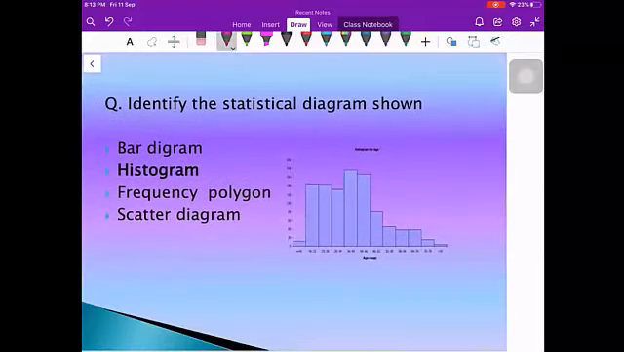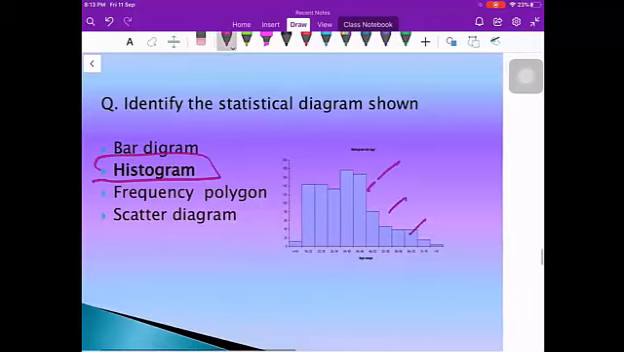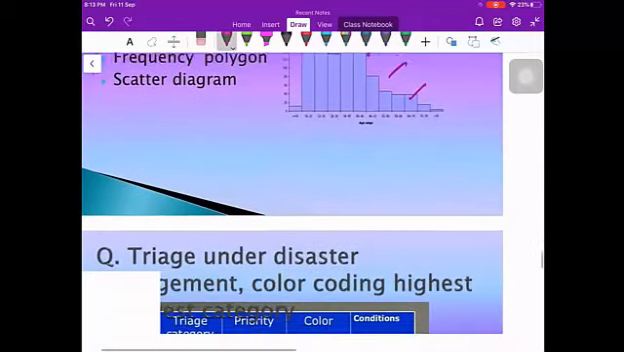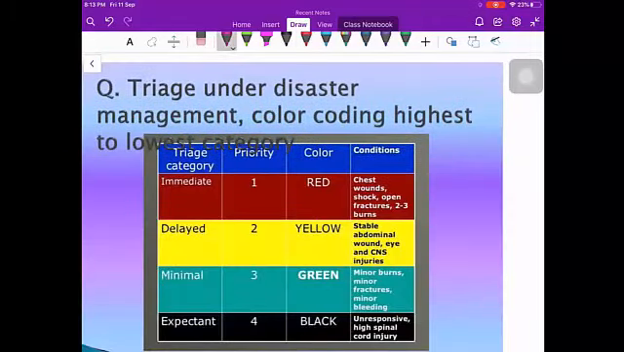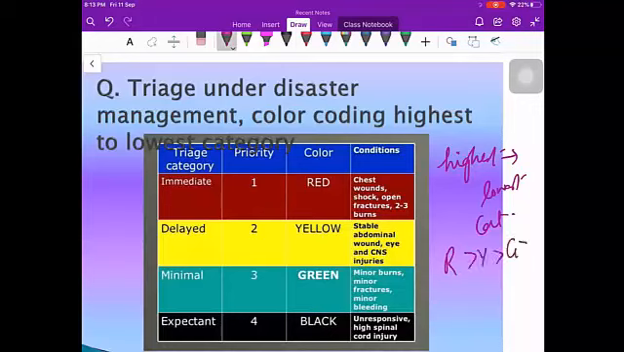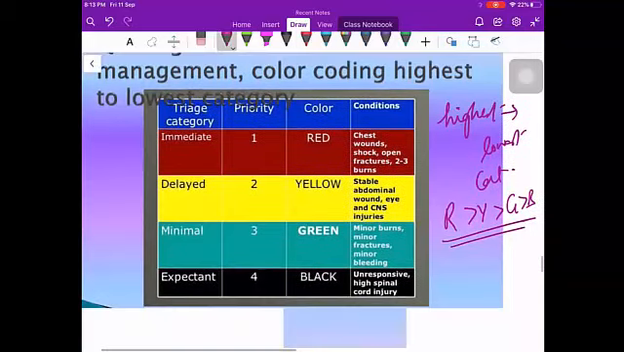Next, identify the statistical diagram given. Is it a bar diagram, histogram, frequency polygon, or scatter diagram? This kind of image is always a histogram. Next, triage under disaster management, color coding from highest to lowest category was mentioned. So this is red, yellow, green, and black, maximum to minimum. The triage they have asked.